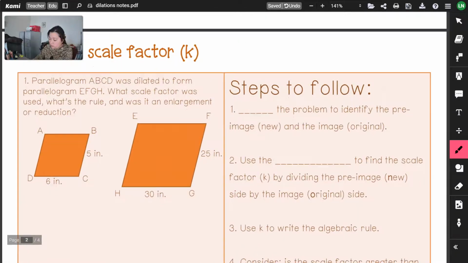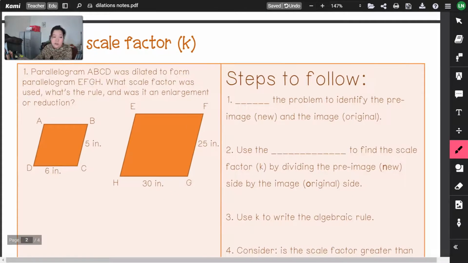Okay, so for these problems, we are trying to find the scale factor. Step 1, we want to read the problem to identify the pre-image and the image. Pre-image means original, image means new. Okay, so it says ABCD was dilated. Since ABCD was the one that was dilated, that means ABCD is the pre-image, because it then forms EFGH. This is the image.